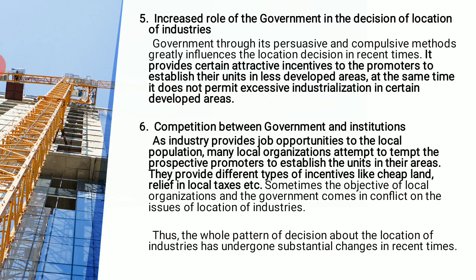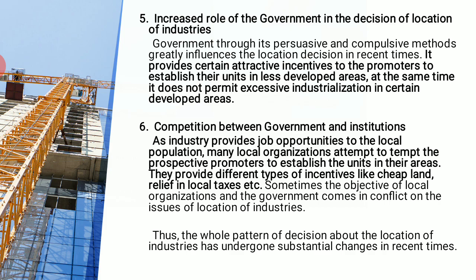Instead, what they'll do, they'll offer you more attractive incentives if you take up those units into the backward areas or less developed areas. So what happens because of that? There may be decentralization, as we have already studied, as well as those backward areas get the chance to perform better, right? So that is the government interference, or maybe increased role of government. That is trend number 5.